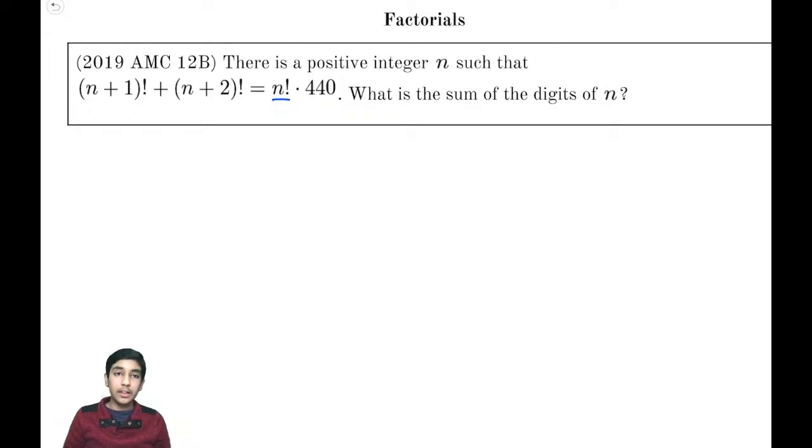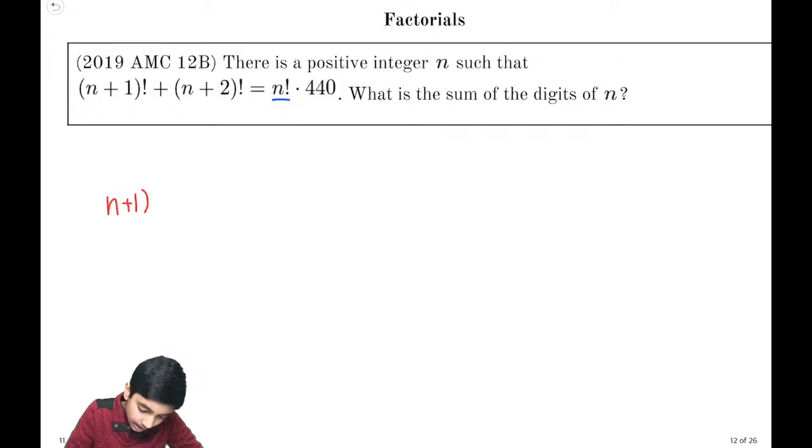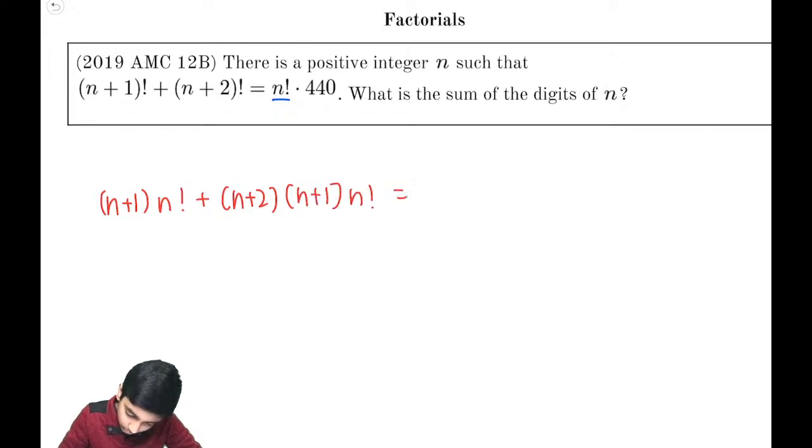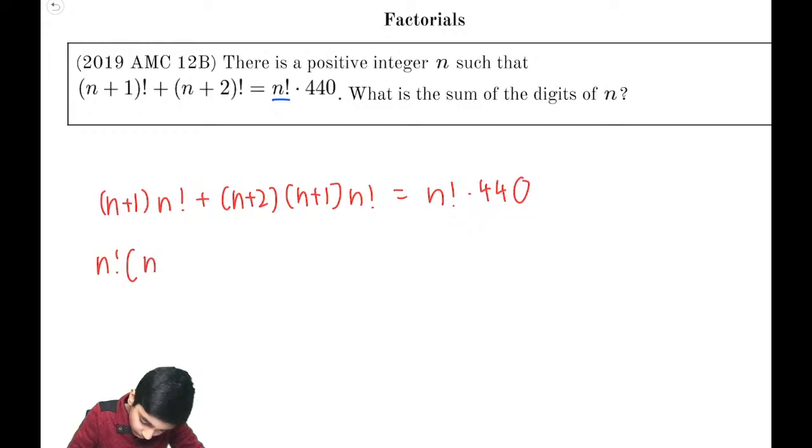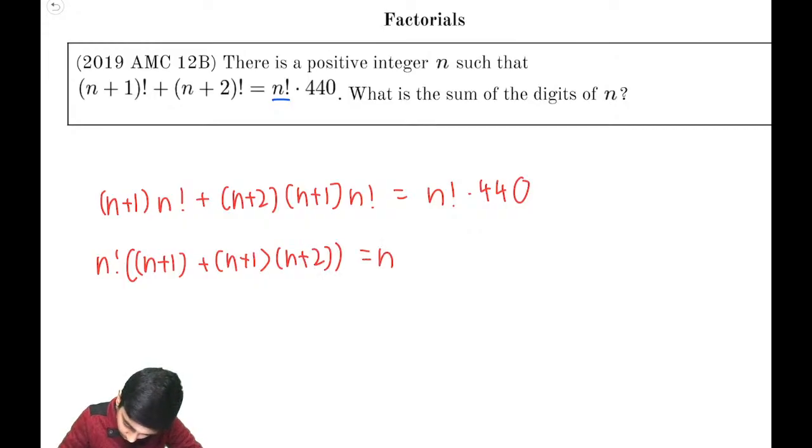Okay, so now let's take a look at the solution for this problem. What we're going to do is factor this into n factorial terms. We're just going to make this n plus 1 times n factorial plus n plus 2 times n plus 1 times n factorial equal to n factorial times 440. So then we can rewrite this in terms of n factorial times n plus 1 plus n plus 1 times n plus 2 equal to n factorial times 440.